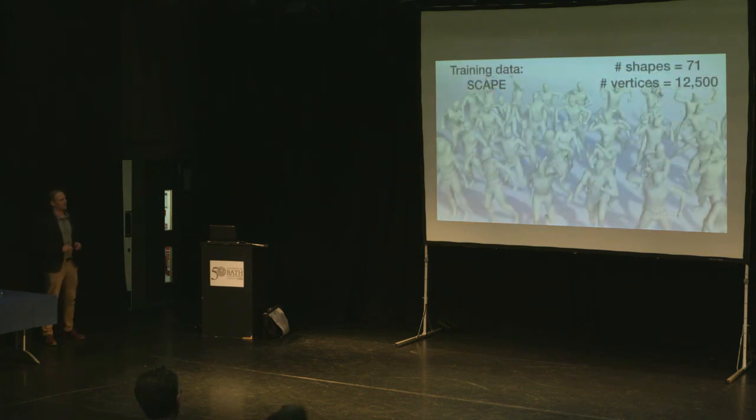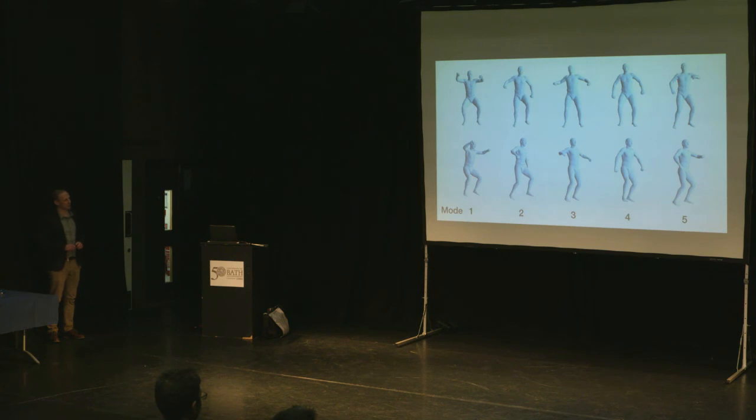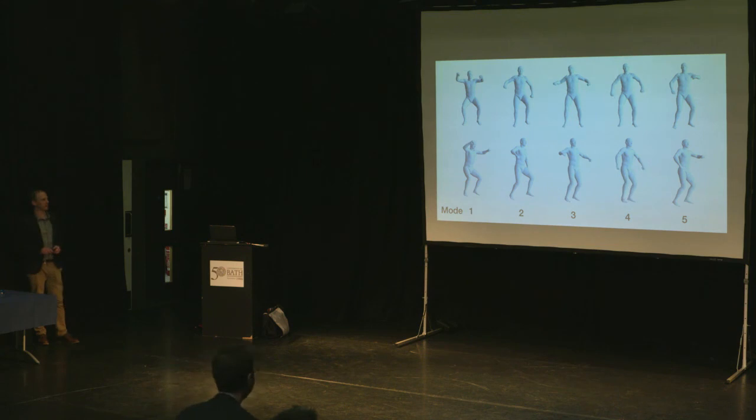So we'll see it on some real data. This is human body data, 71 shapes. Obviously, this may not be particularly useful because you're just picking up weird correlations, like in this data, people stick their arms out when they bend their legs and things. But these are the most important statistical variations in the data.